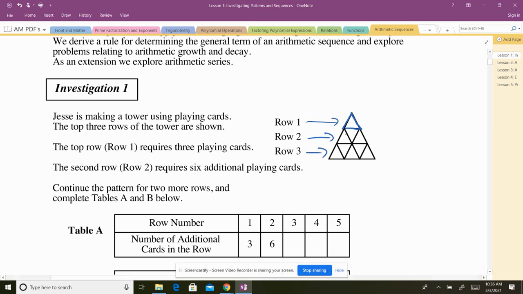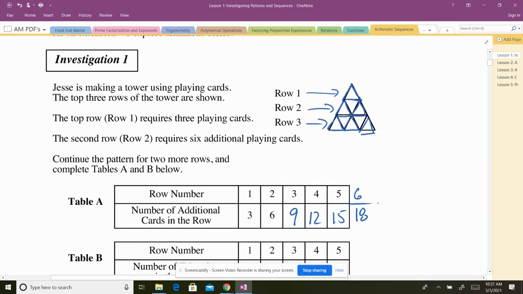Row 2, you have to put 6 more playing cards to get a second row, okay? How many playing cards do you add for the third row? No, hold on. Is it? Yes, it's 9. There you go. So every row you're adding how many more? 3 more. So on the 6th row, I would have 18. There we go. Perfect.